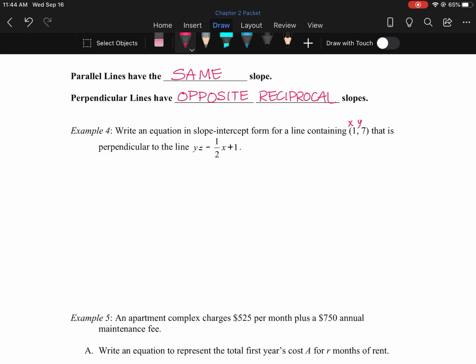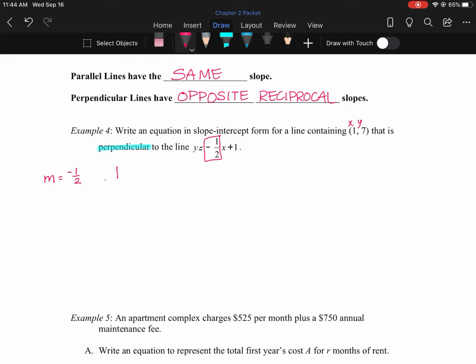So they gave us this equation. They gave us a point x, y, so I can use that. But remember, the only thing that makes lines different is their slope, and we need it to be perpendicular. So we are going to use the line that they gave us and just pick out the slope. I like to write it off to the side and say, okay, that slope is negative 1/2.